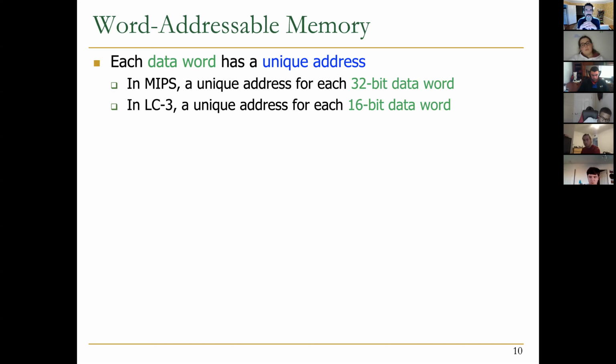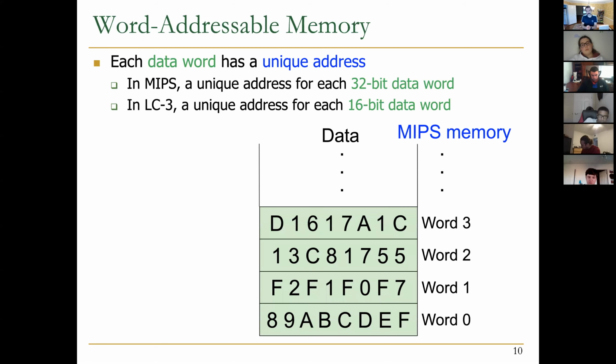So, for example, the first 0 address consists of 32 bits. The same for the first, second, third, and in LC-3 it is 16-bit wide. Visually, this is how the memory looks like in MIPS memory. So word number 0, you see how large it is, word number 0.